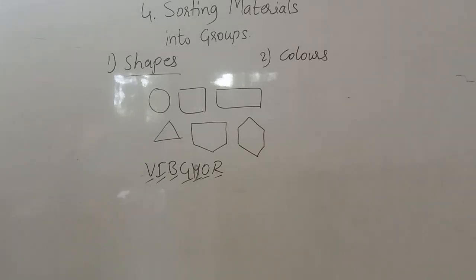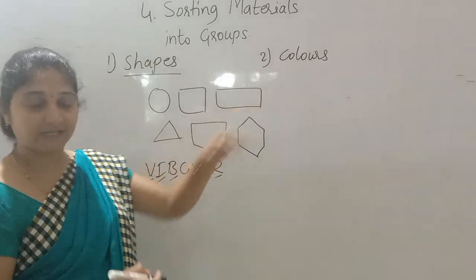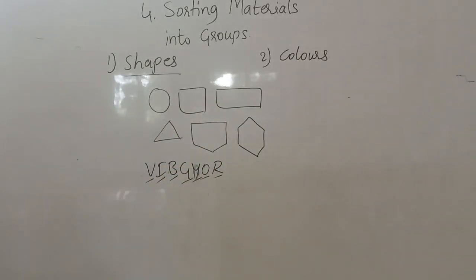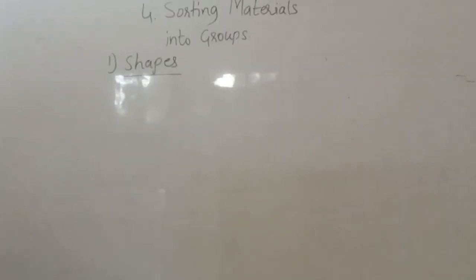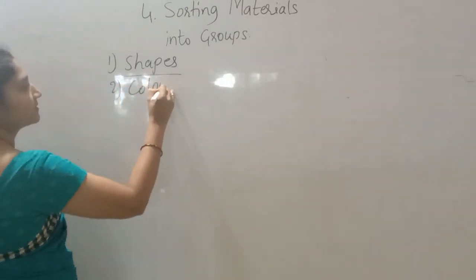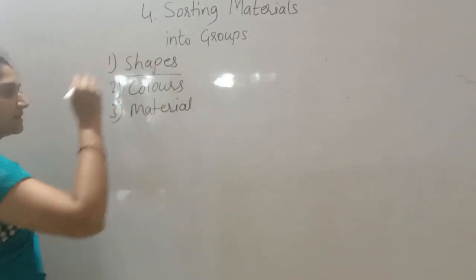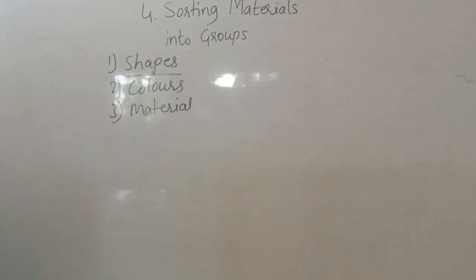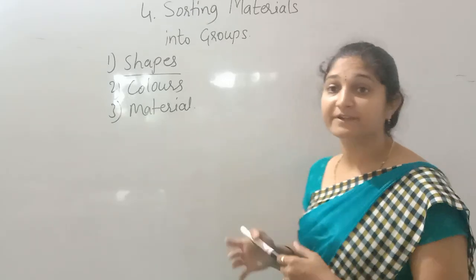Then again, how can we sort out objects? By the materials they are made of. First we may consider shapes, then colors, then materials. Here I will write first shapes, second colors, and then material. Some objects are made up of different materials.